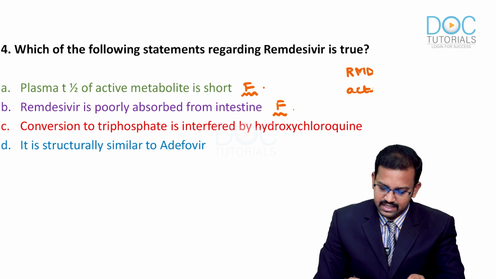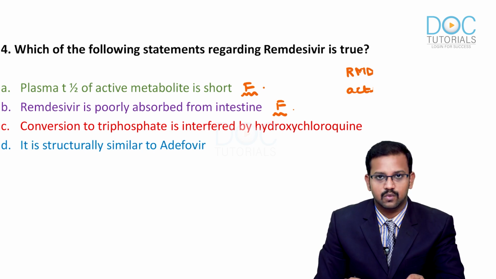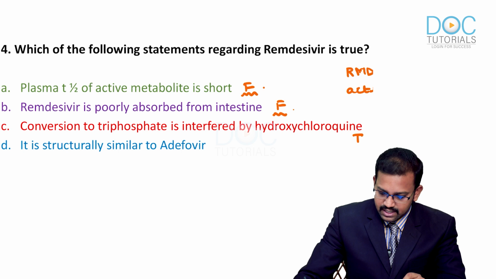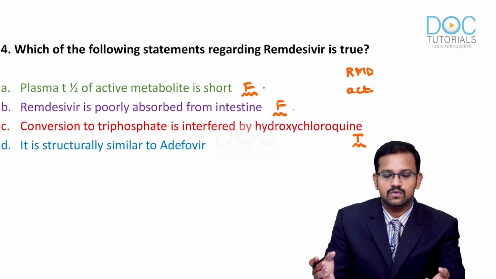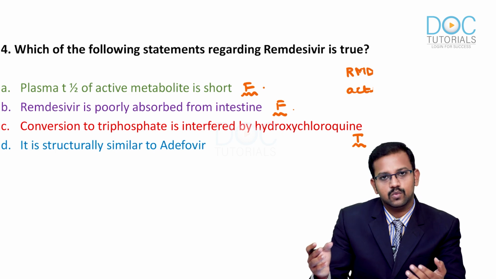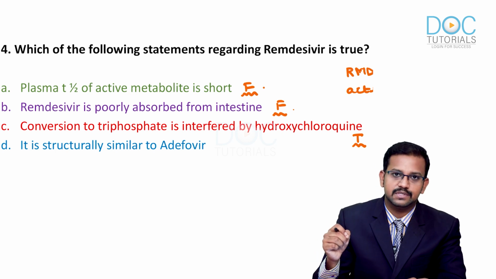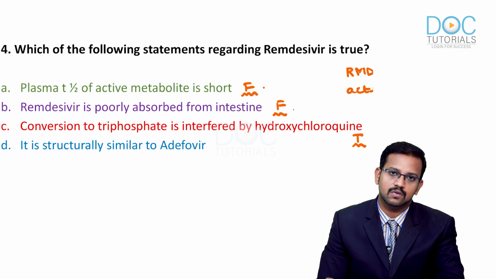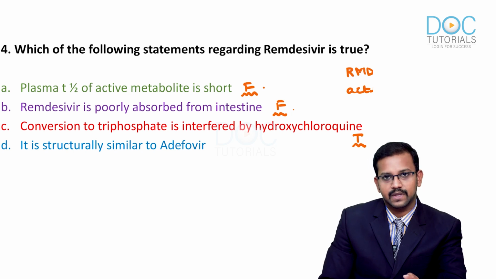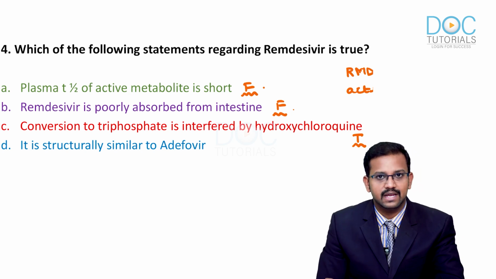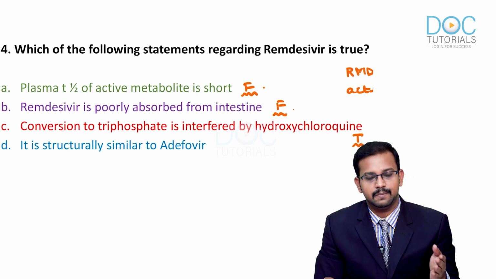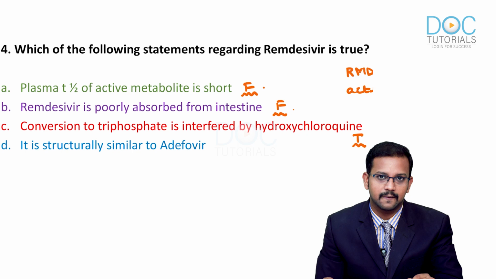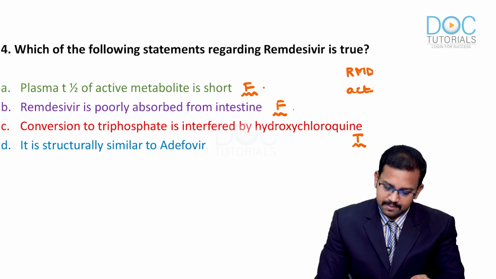Conversion to triphosphate is interfered by hydroxychloroquine. Yes, this is a true statement. As we've already seen, Remdesivir monophosphate is converted to triphosphate, right? For getting it into the active complex, that step is going to be inhibited by hydroxychloroquine, also by chloroquine. And this was also one of the reasons why we have seen adverse effects, why we have seen drug interactions between Remdesivir and hydroxychloroquine.